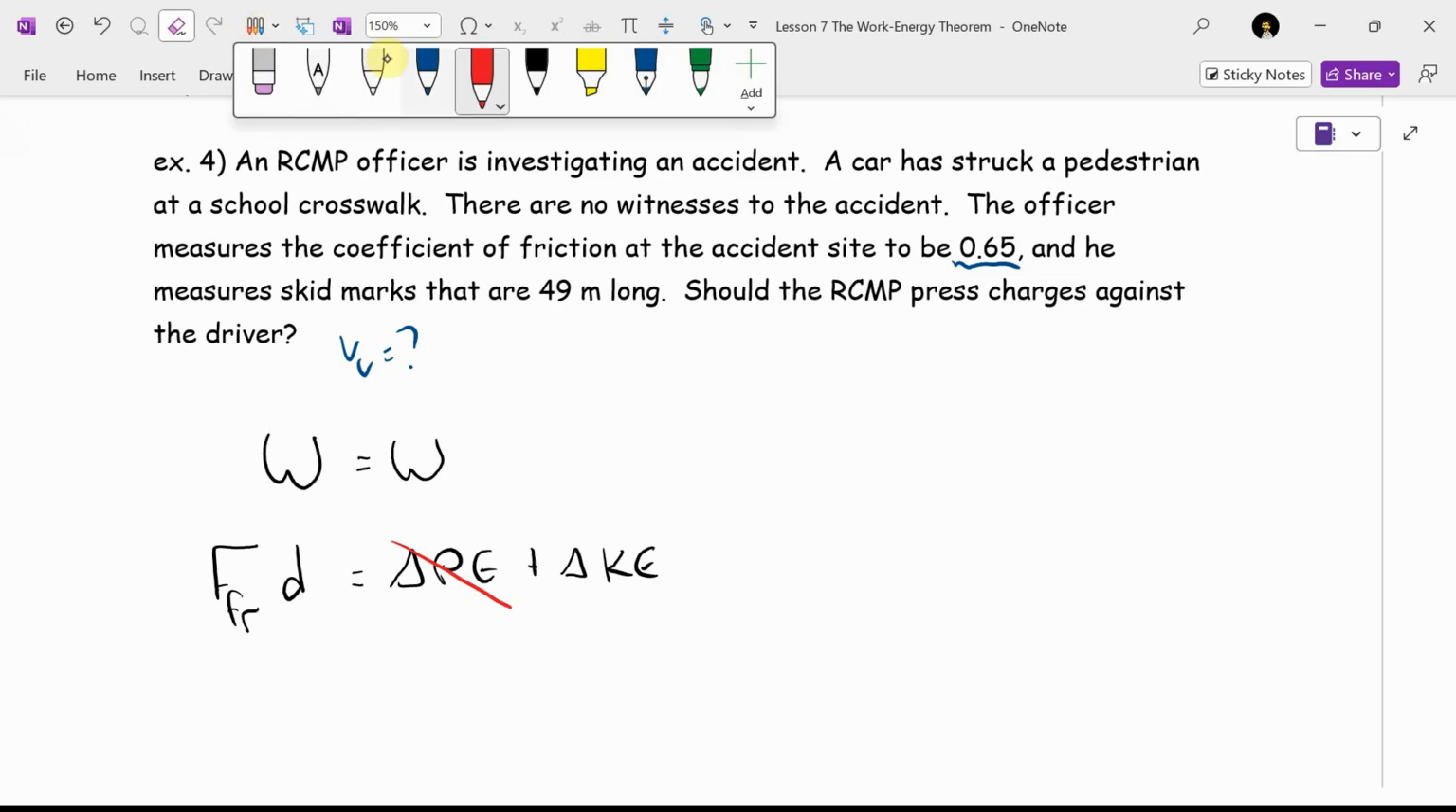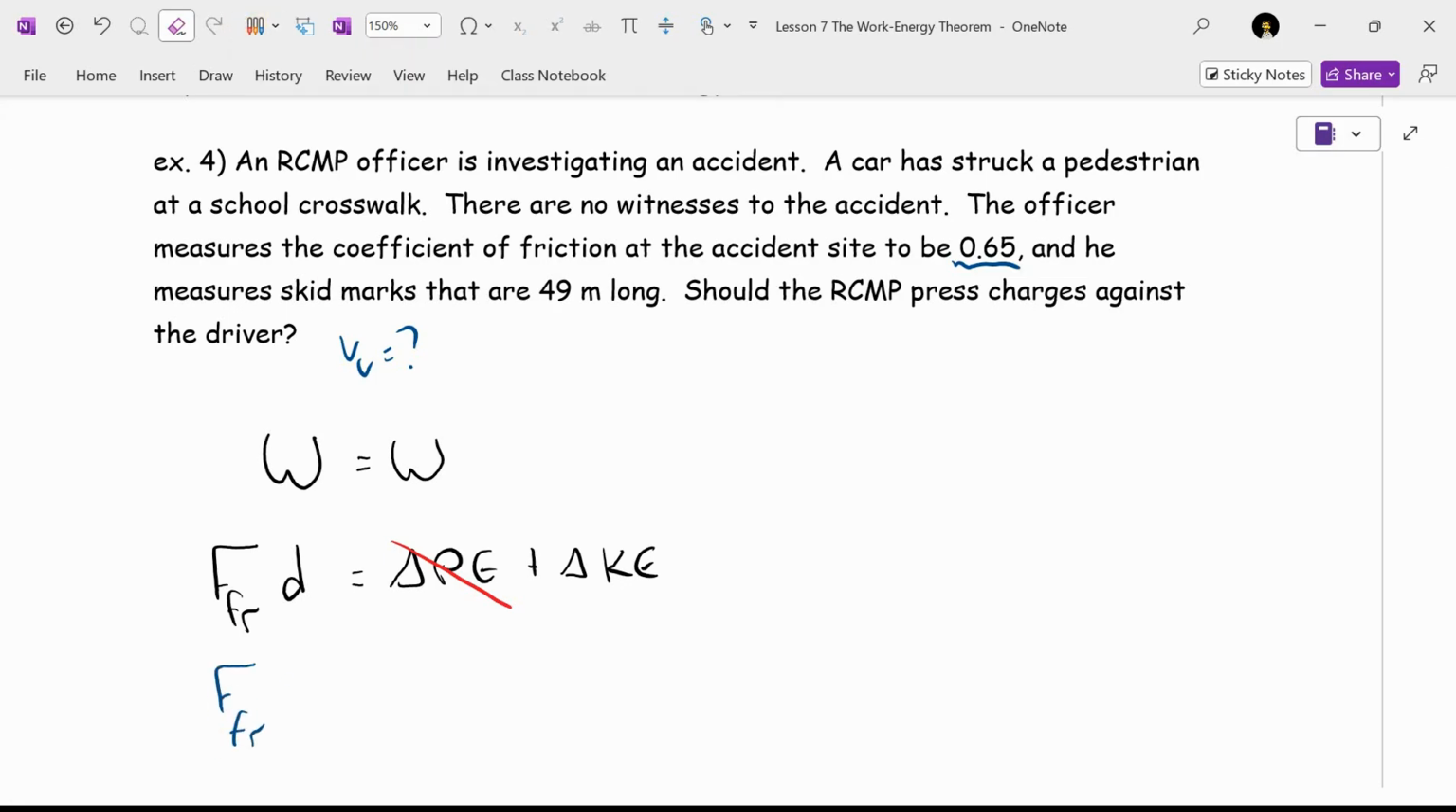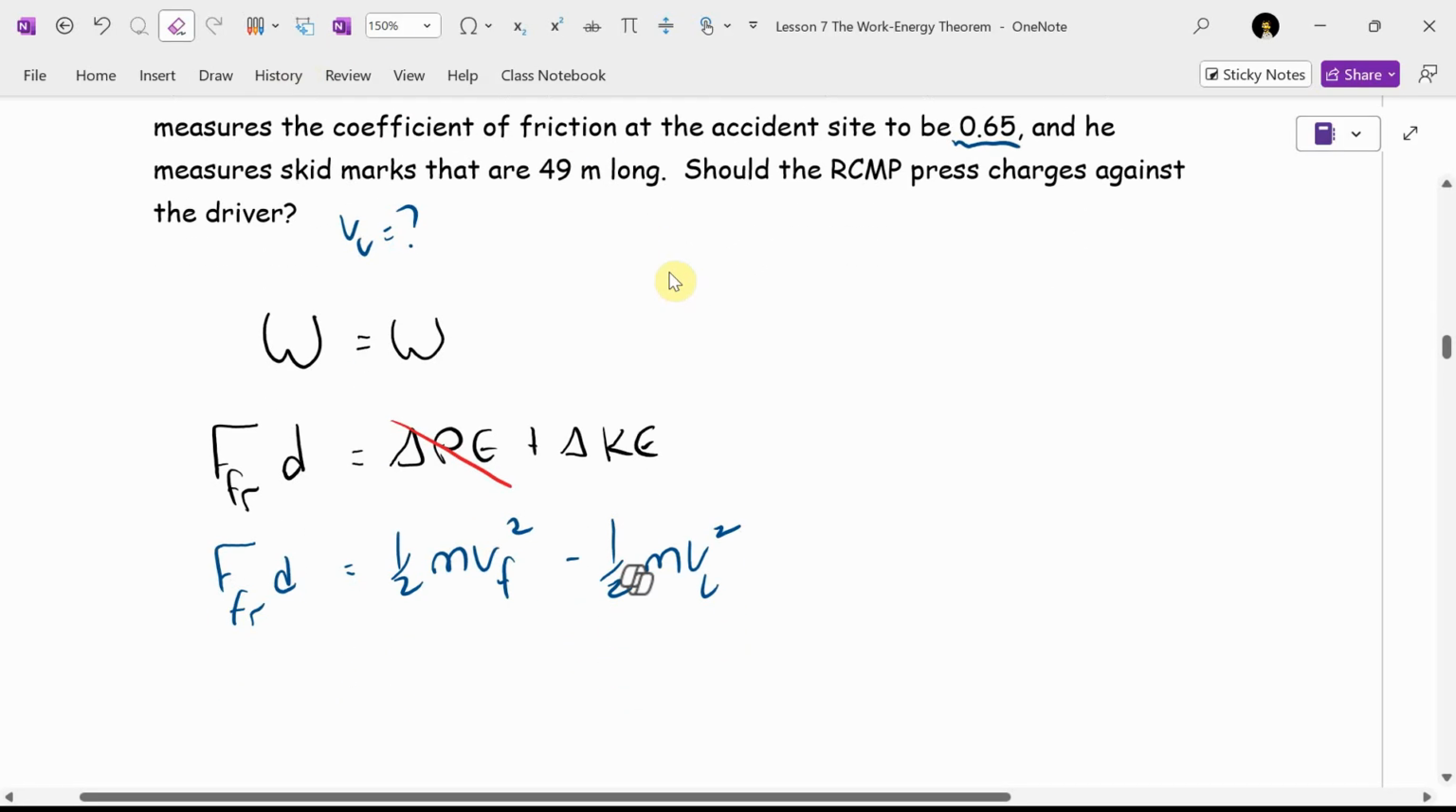So it's going to be force of friction times distance equals a half m v final squared minus a half m v initial squared. Which of these is 0? The first one. That's not a physics term. Which of these is 0? VF, right?